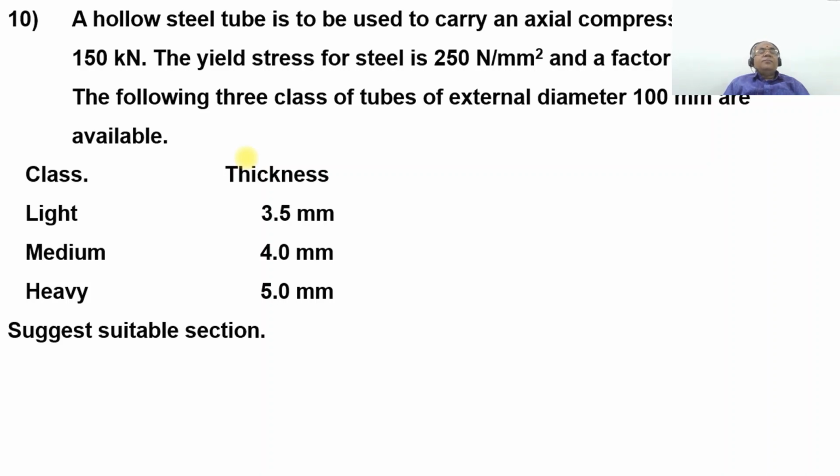Now we'll go for one more problem. The problem number 10: a hollow steel tube is to be used to carry an axial compressive load of 150 kilonewton. The yield stress for steel is 250 Newton per mm square and a factor of safety of 2. The following 3 classes of tubes of external diameter 100 mm are available. So what are the different classes? The class and the thickness. The class light has got 3.5 mm, the medium is 4.0 mm, and heavy is 5.0 mm. Suggest the suitable section, which we need to find out.